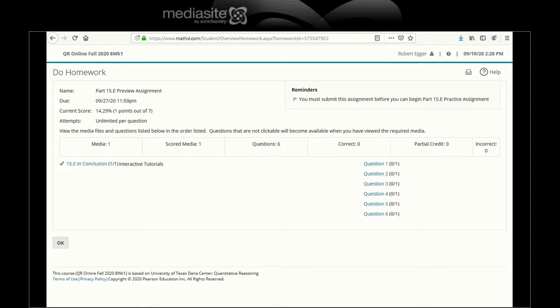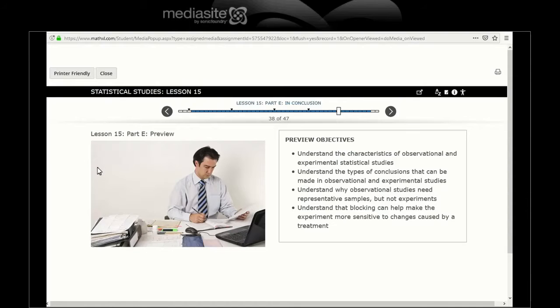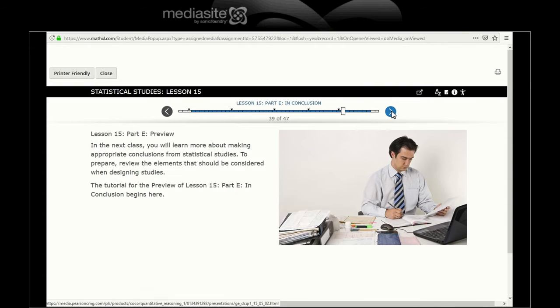So let's take a look at what the conclusion is. In this one, we're going to understand the characteristics of observational and experimental statistical studies, understand the types of conclusions that can be made in observational and experimental studies, understand why observational studies need representative samples but not experiments, and understand that blocking can help make experiments more sensitive to changes caused by treatments. So in this class, we're going to learn more about making appropriate conclusions, to prepare and review the elements that would be considered when designing studies.